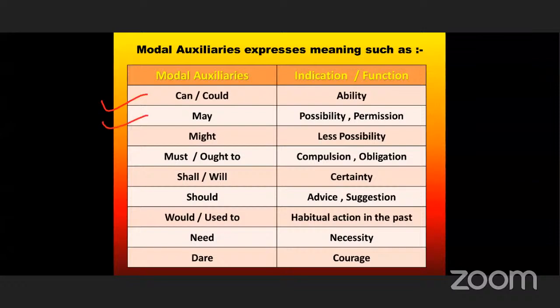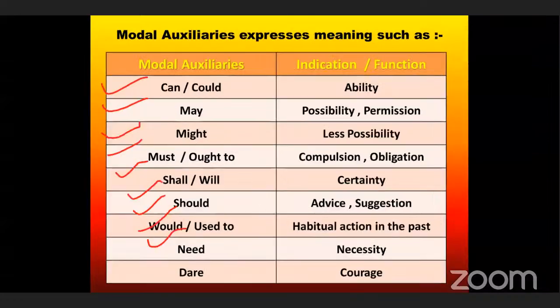May indicates possibility and permission. Might, less possibility. Must and ought to, compulsion and obligation. Shall or will, certainty. Should, advice and suggestion. Would and used to, habitual action in the past. Need, necessity, and dare, courage. So these are the modal auxiliaries and the meanings or functions they express. Each of them we are going to learn with the help of examples.